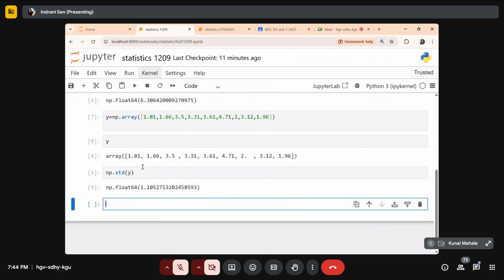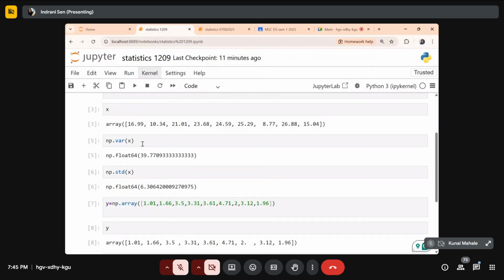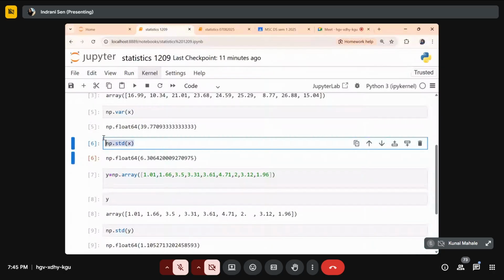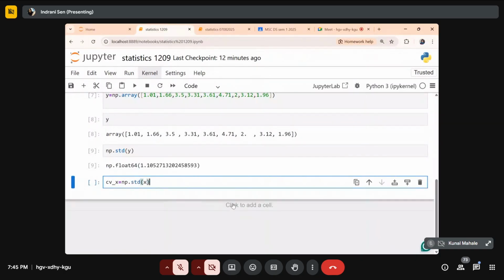This is the standard deviation of bill. The standard deviation of bill is 6.3, and the standard deviation of tip is 1.10. Let's calculate the coefficient of variation, that is CV. CV of X is calculated by standard deviation, np.std(X), divided by the mean of X, np.mean(X), multiplied by 100.